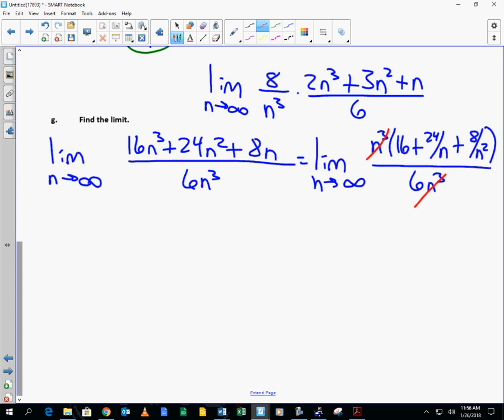What else happens? Why do they go to 0? Very good. So as n gets ridiculously large, this is going to get ridiculously small and go to 0. And so I'm left with 2.6 repeating, right?